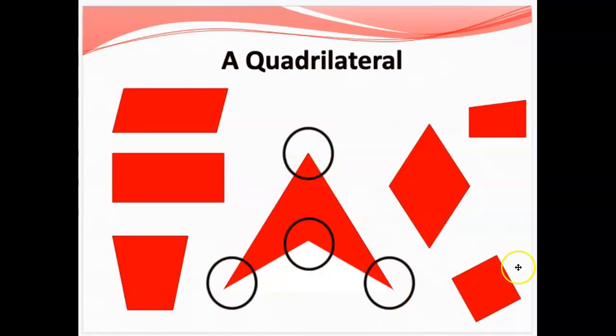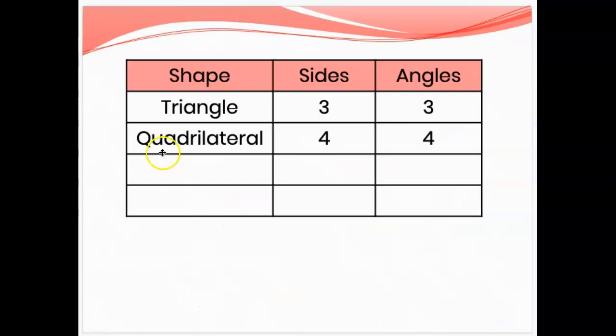All the quadrilaterals do not look the same, but they all have four sides and four angles. So they don't have to look identical. As long as it has four sides and four angles, it's a quadrilateral. Let's add that to our chart. Take a second to add quadrilateral to our chart. Make sure you mark that it has four sides and four angles.